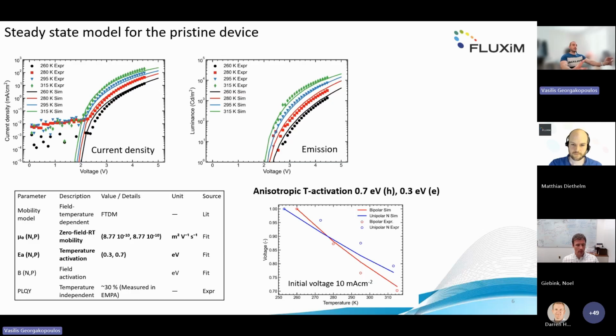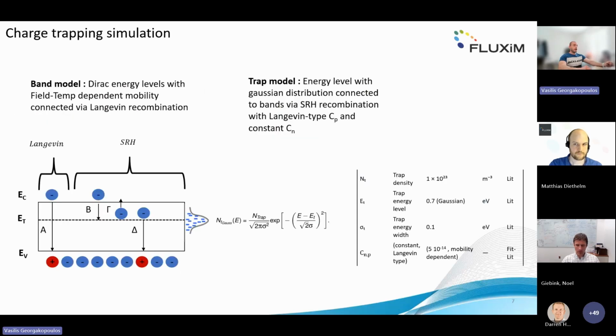So we would expect that moving from a lower to a higher temperature, the charge balance inside the device would be affected. And then moving to the trapping simulation, we have our calibrated model, the pristine device. So what we do is we now try to include some traps. And the trap level, as I said before, is well known.